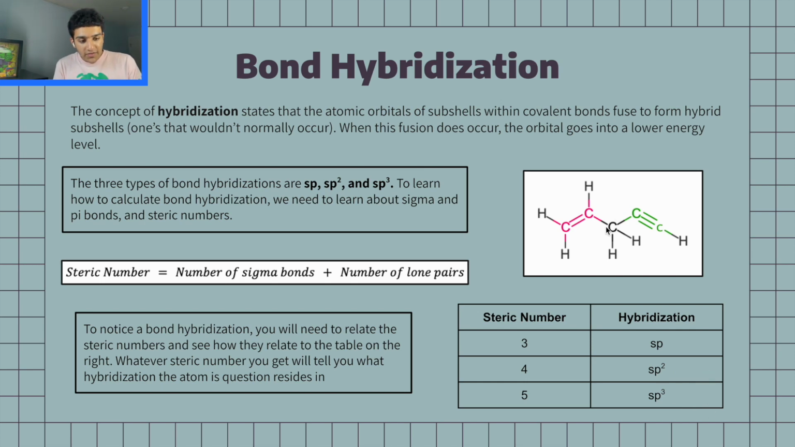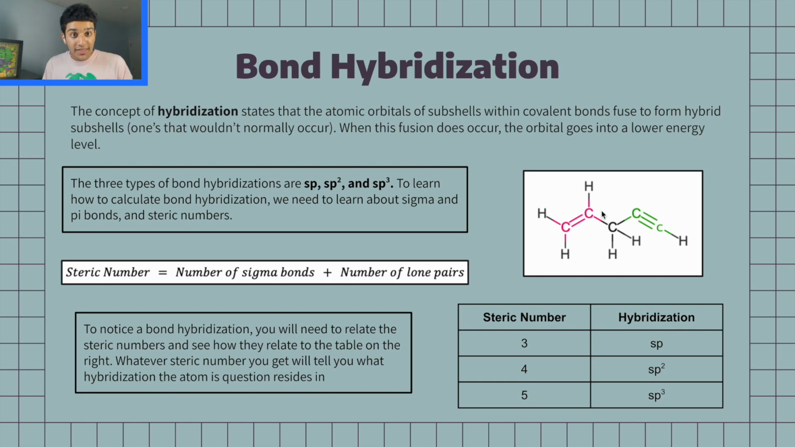Here, let's look at this central carbon atom, this one right here. So this central carbon atom has 4 bonds. And since these 4 bonds exist, they're sigma bonds, because we're only looking at sigma bonds. We're not looking at pi bonds. So it has 4 sigma bonds and no lone pairs. So we're just going to have a steric number of 4, which means a hybridization of sp2. So in this case, this carbon atom has a hybridization of sp2.